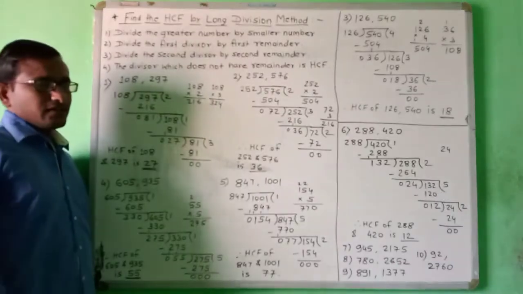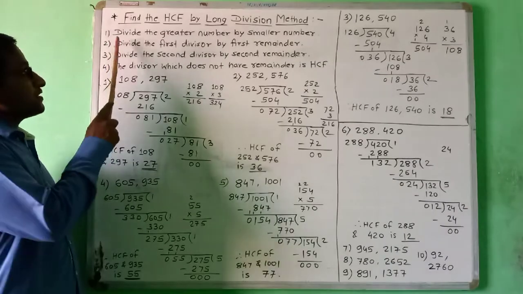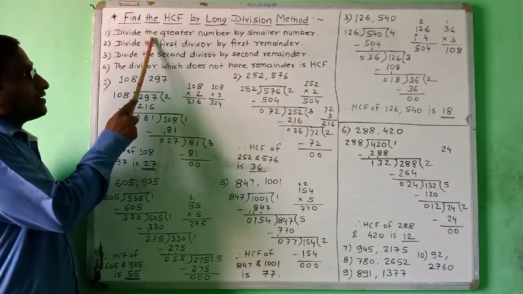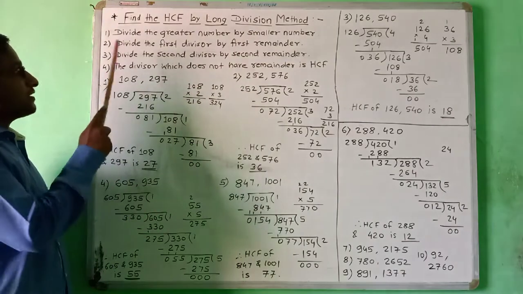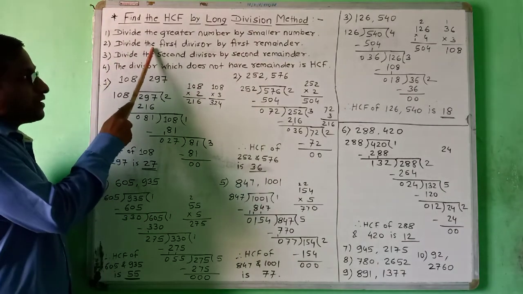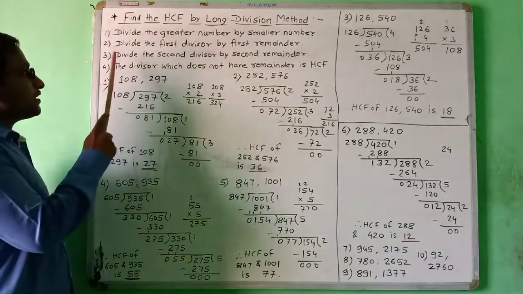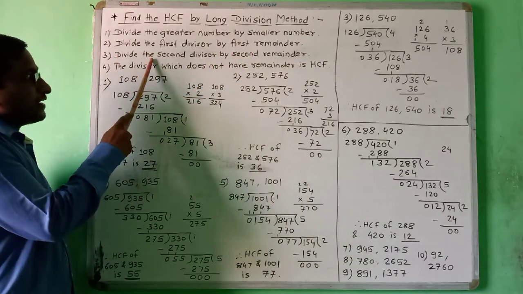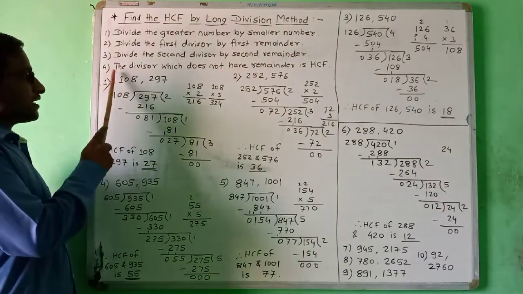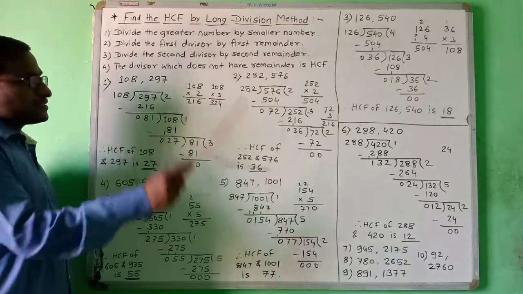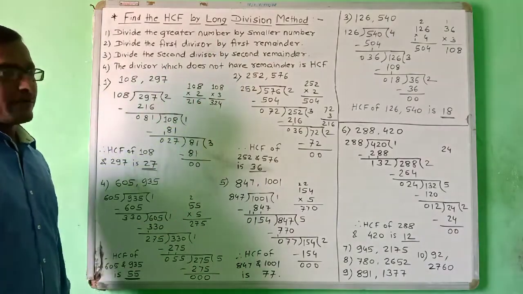In this method, you remember these four steps. In the first step, divide the greater number by the smaller number. In the second step, divide the first divisor by the first remainder. In the third step, divide the second divisor by the second remainder. And in the fourth step, the divisor which does not have a remainder is the highest common factor.